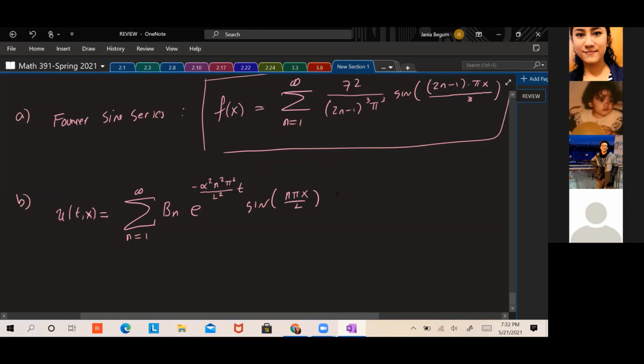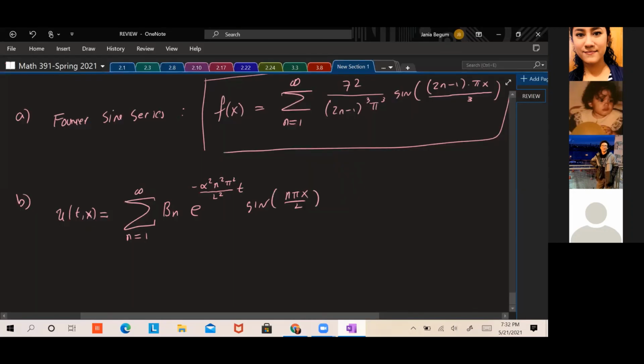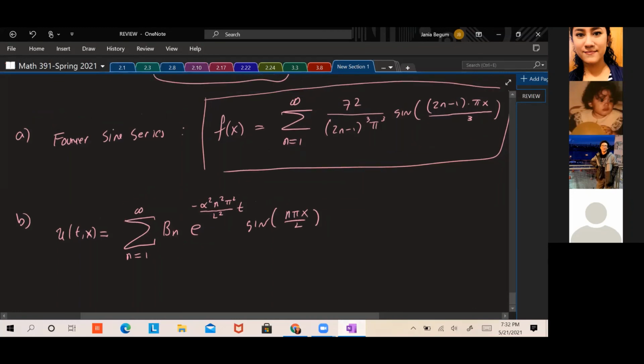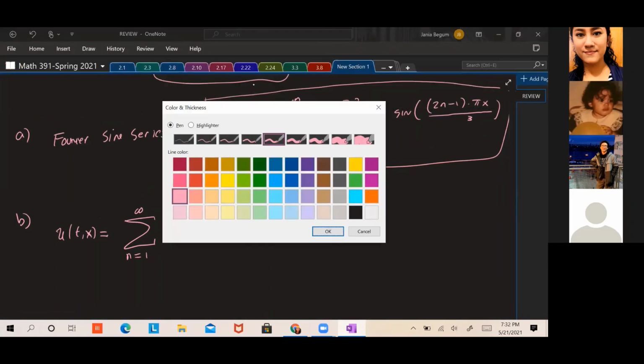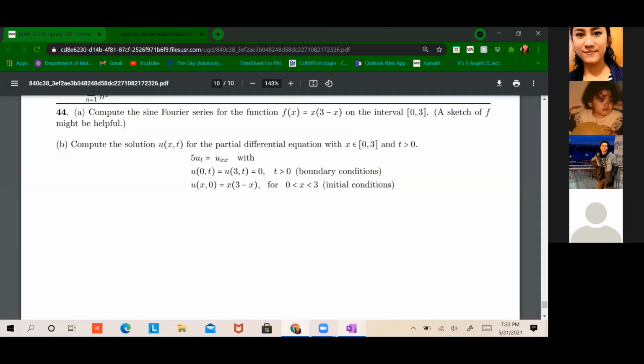So now we have an initial condition, which is exactly the same condition as part A. So that means you already know Bn. You already solved it. So Bn, we're going to plug in from part A, which is 72 over those terms. This is the same Bn we're going to use for the heat equation. And then, what is L? L was 3. And what is alpha squared? We need that as well. Should be 1 over 5.